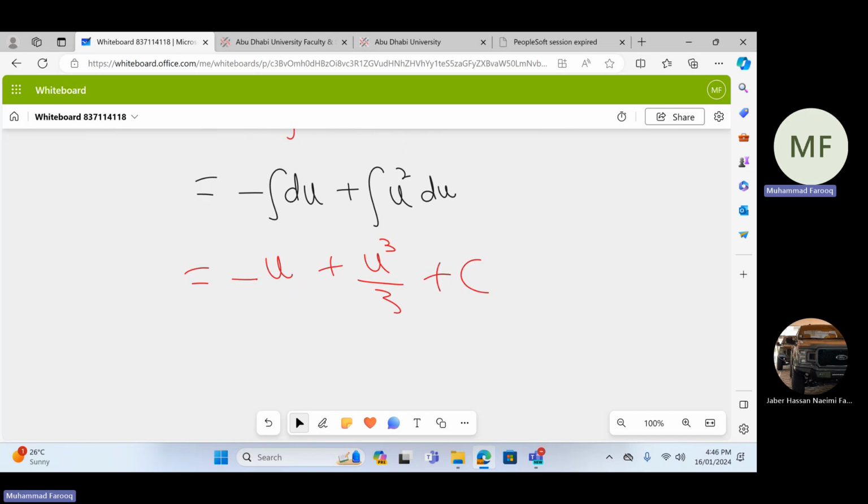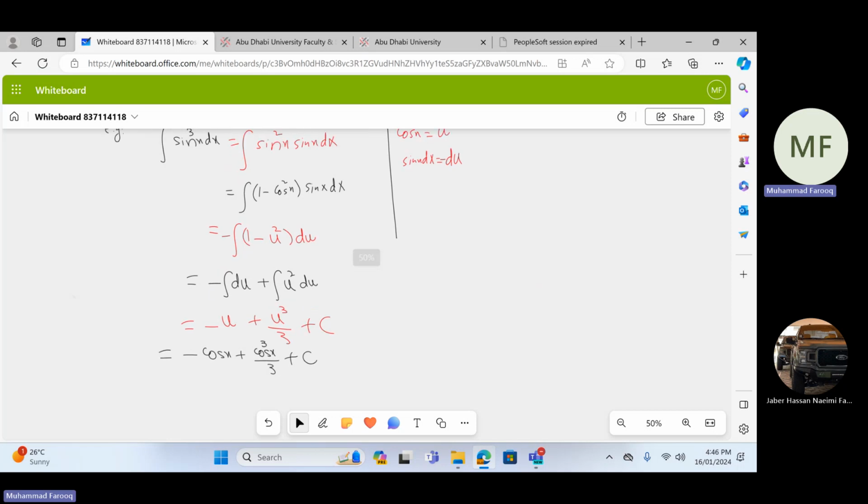Now, please put back the u value. What is the u we started with? Cosine x. So minus cosine x plus cosine x cubed divided by 3 and plus c. I hope you understand. Is that okay, please?